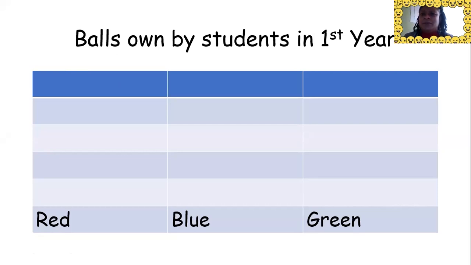And when I put the balls together, I noticed that the balls were of 3 different colors. So students bought red balls, blue balls, and green balls. So each student had to bring 1 ball. So draw up your table.